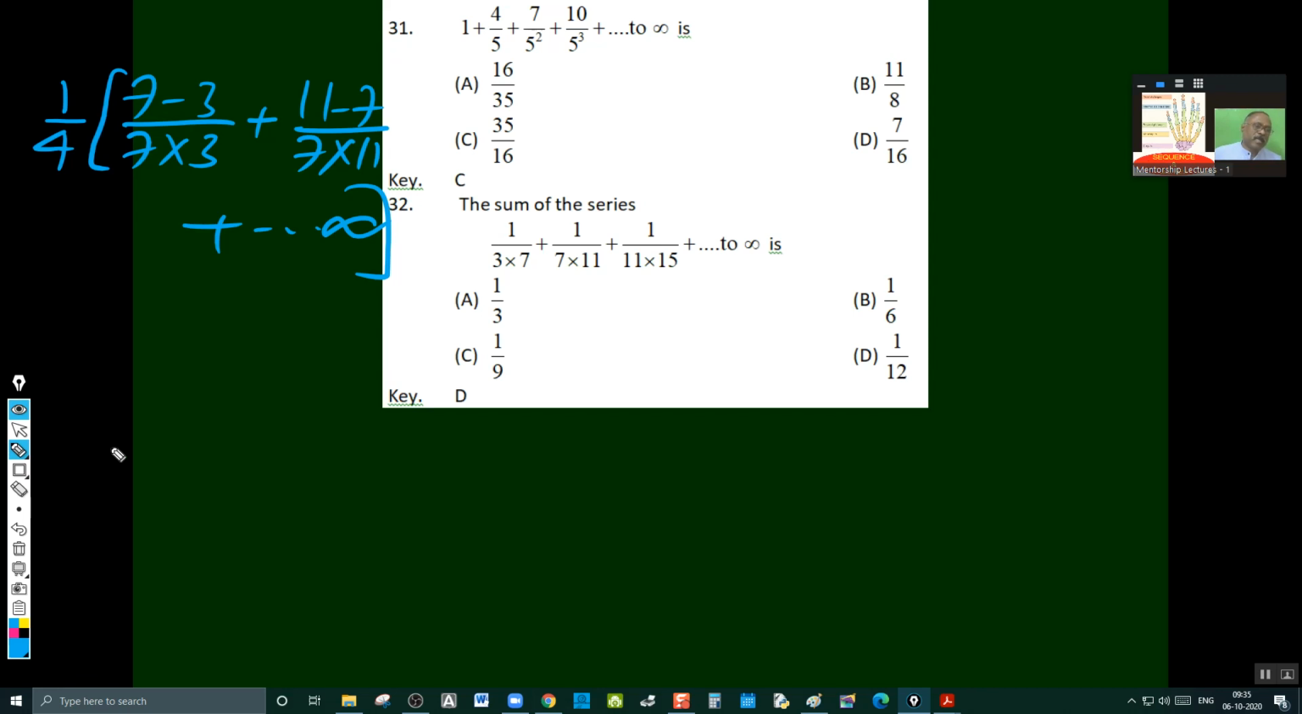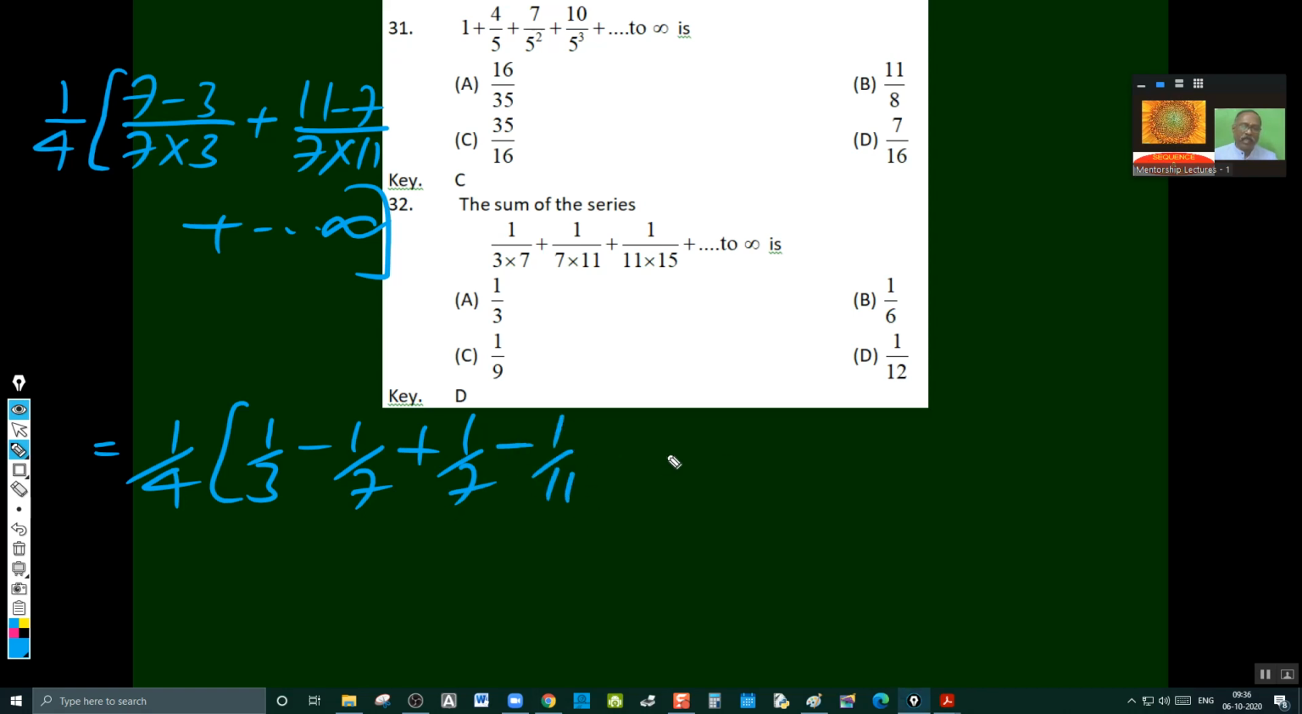So what is happening here? 1/4 of, 7 getting cancelled. 1 by 3 minus 1 by 7 plus 1 by 7 minus 1 by 11 plus and so on.